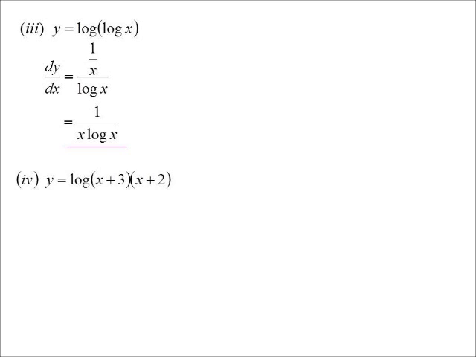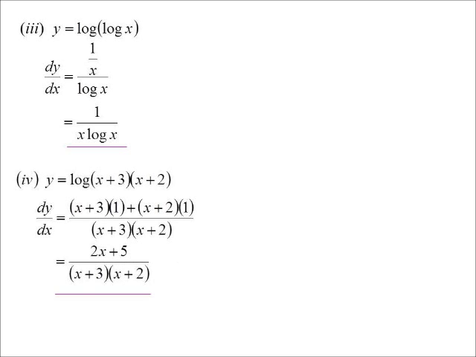The log of x plus 3, x plus 2. Again, 2 ways you could do it. I could go derivative on function. So when I do the derivative here, I use the product rule. Write down the first times the derivative of the second, plus write down the second times the derivative of the first, over the original function, x plus 3, x plus 2. Tidy up the top, 2x plus 5 on x plus 3, x plus 2.